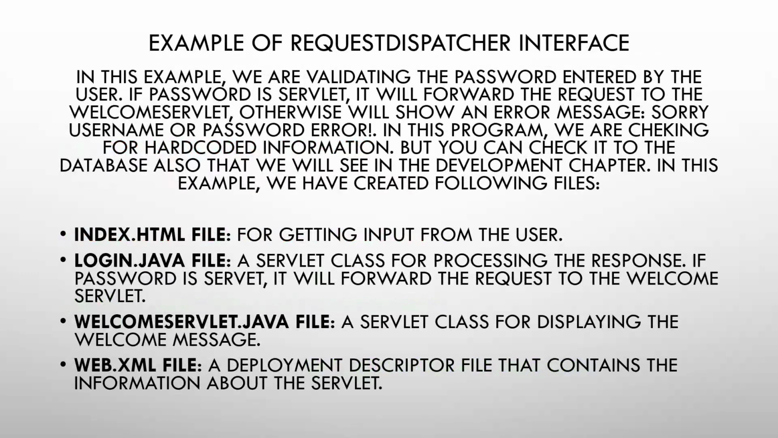Example of request dispatcher interface. In this example, we are validating the password entered by the user. If the password is servlet, it will forward the request to the welcome servlet. Otherwise, it will show an error message: Sorry, username or password error. In this program, we are checking hard-coded information, but you can check it against the database also, which we will see in the development chapter.